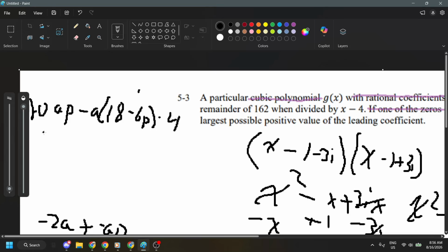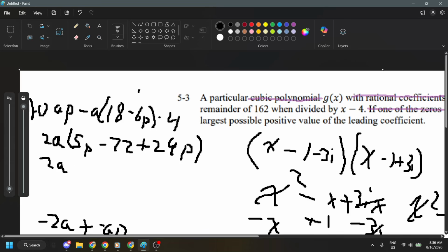Okay, so rewriting this, we get 2a times 5p. No, we can take out, okay, yeah, 5p minus 4 times 18, which is 72. Then we do plus 24p. So 2a, and then this is the remainder. So this is all equal to 162.